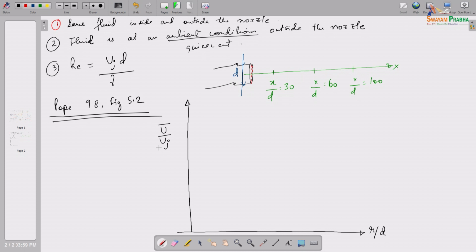Now if I have plots here, let's just say something like that, and this is say about 0.1, and this is say about 0.2. These are curves from an experiment, which is available in Pope, as I said, figure 5.2. Now I have certain curves which look like this. Now let's just say I have this one.